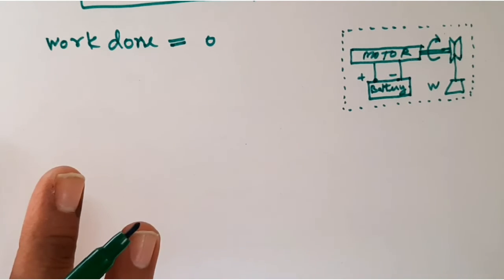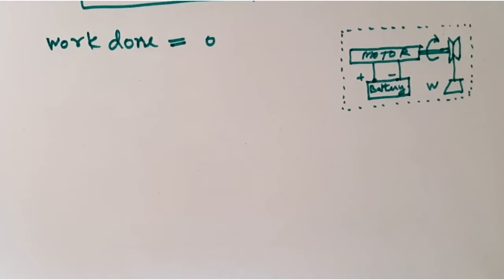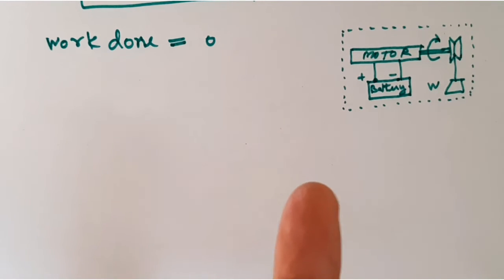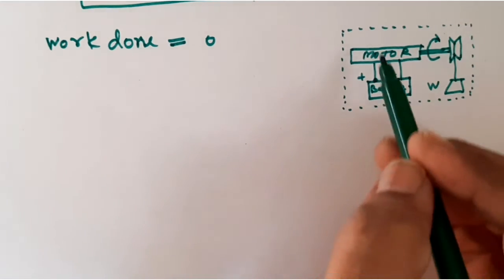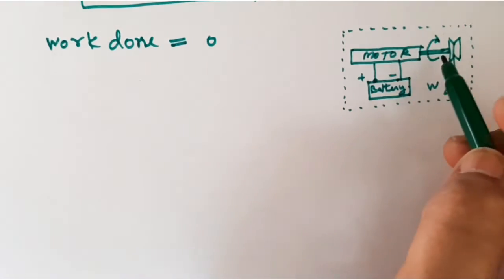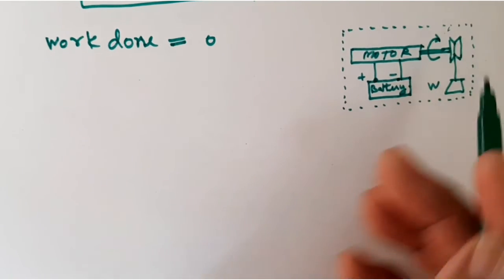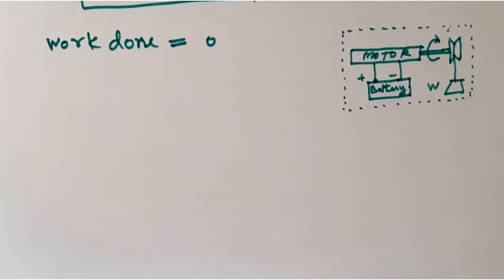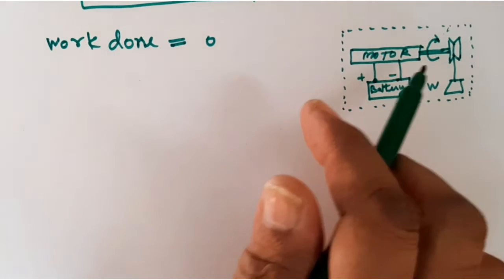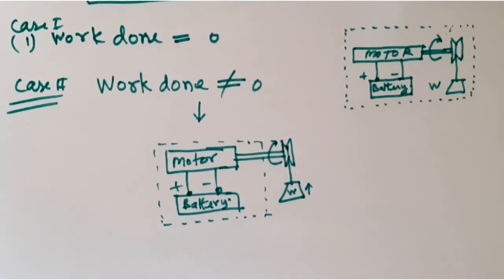Second point, work transfer occurs only when it crosses the system boundary, as I discussed with you, and hence work transfer is a boundary phenomenon. If it is crossing the boundary, it means work is done. If it is not crossing the boundary, work is not done. Now I will discuss the second case of this motor and pulley to lift the weight.